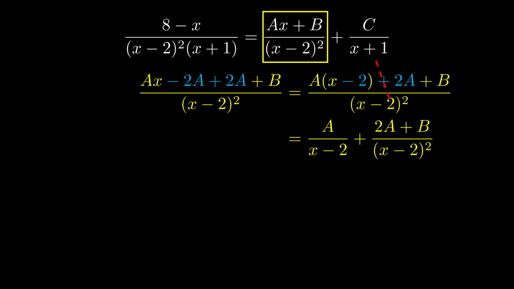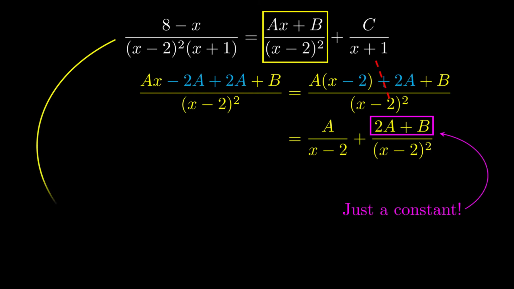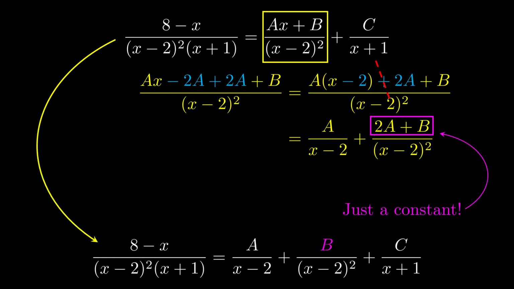Okay, and what makes that nice is that if you look at the fraction on the right, the 2a plus b is just a constant. And so what that means is if we go back to the original fraction, the big one, we can rewrite that actually as a over x minus 2 plus some constant. Now I've used b again, but it's just a label, it's just a constant, the pink one, over x minus 2 all squared plus c over x plus 1.